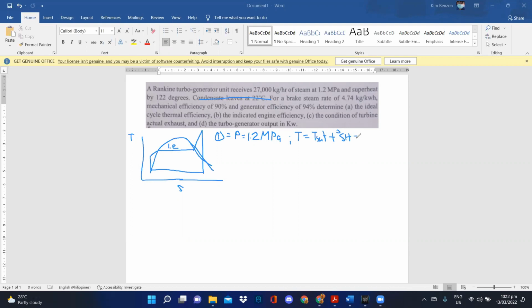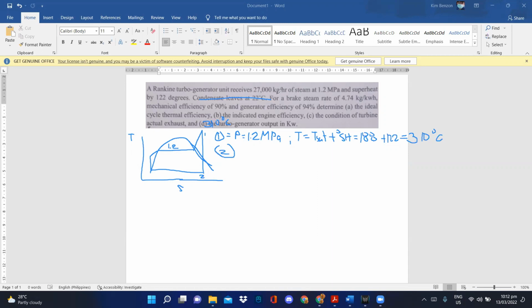Yeah, which is equivalent to... ano ba ang Tsat at 1.2? Punta sa table 2. Tsat at 1.2 is 188 degrees Celsius plus 122, which is equal to 310 degrees Celsius. Kaya ito ay point 1 natin is 310 degrees Celsius. Next, we have your point 2. Hanapin naman natin itong point na to.